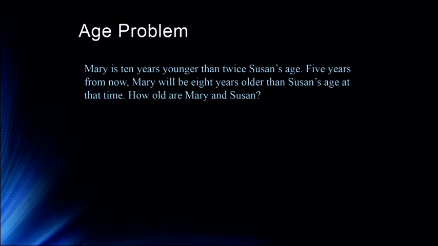So Mary is 10 years younger than twice Susan's age, so x equals 2y minus 10, right? So then we can solve for x, and we can solve for y, and then substitute everything out.